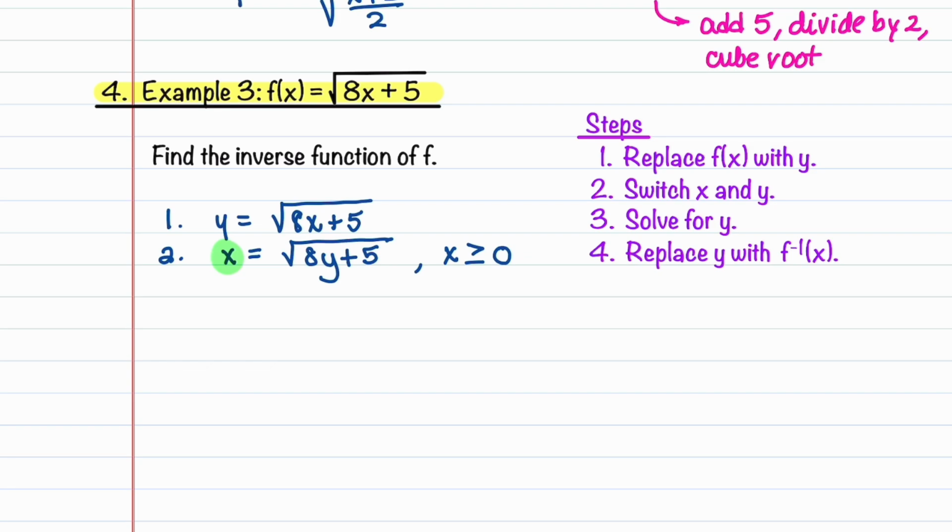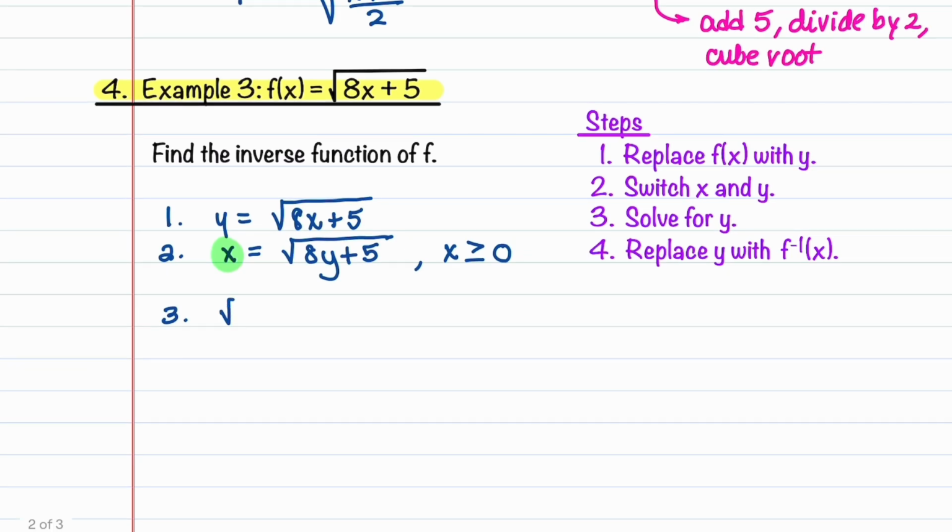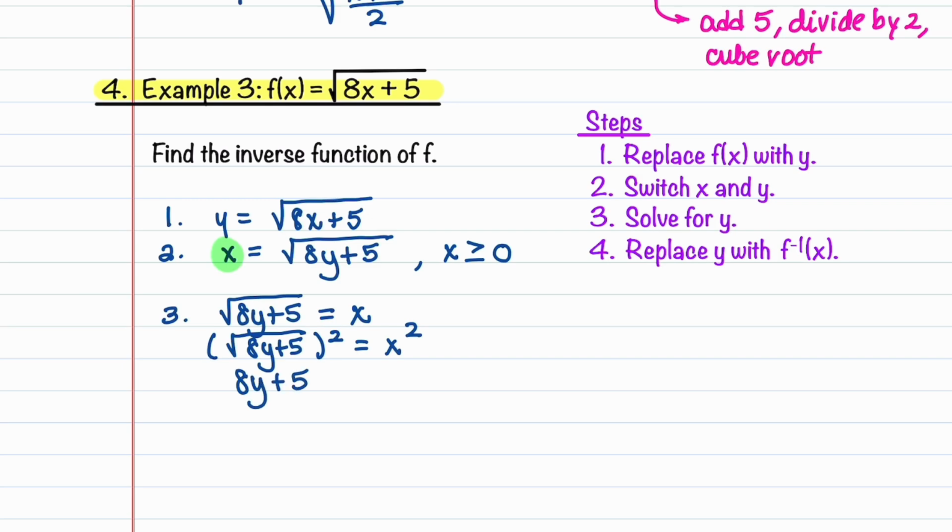Now let's go on to our third step. Our third step says that we need to solve for y. So let's reverse our terms. We're going to put our square root of 8y plus 5 on our left and our x on the right. Now to solve for y, we're going to have to square both sides of the equation to get rid of our square root. So we have the square root of 8y plus 5 squared is equal to x squared. So that gives us 8y plus 5 is equal to x squared.